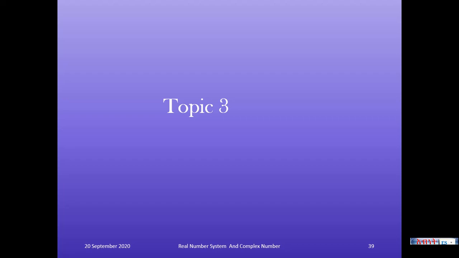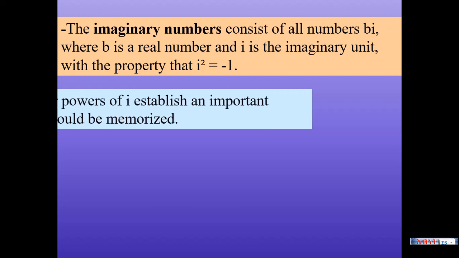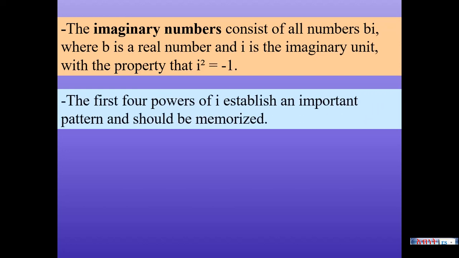Well, dear students, in topic 1 and topic 2, I think we have seen some concepts of complex numbers. And now let us continue with topic 3. The imaginary numbers consist of all numbers bi, where b is a real number and i is the imaginary unit, with the property that i squared is equal to minus 1. The first four powers of i establish an important pattern and should be memorized.